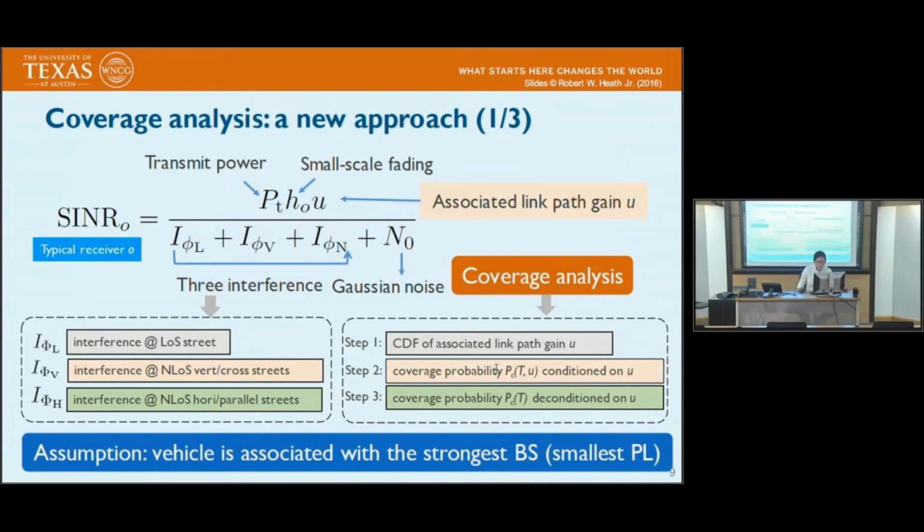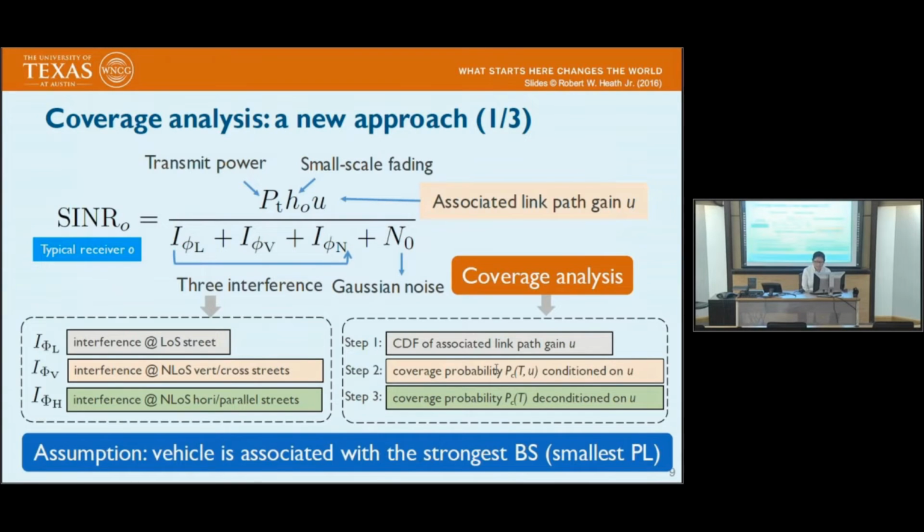For the interference and the noise, the interference mainly comprises three parts. They are the interference from the line of sight street, which is the same street that the receiver is lying on, the interference from the non-line of sight base stations on the vertical streets, which are the cross streets, and also the interference from the non-line of sight base stations on the horizontal streets, which are parallel to the line of sight street.